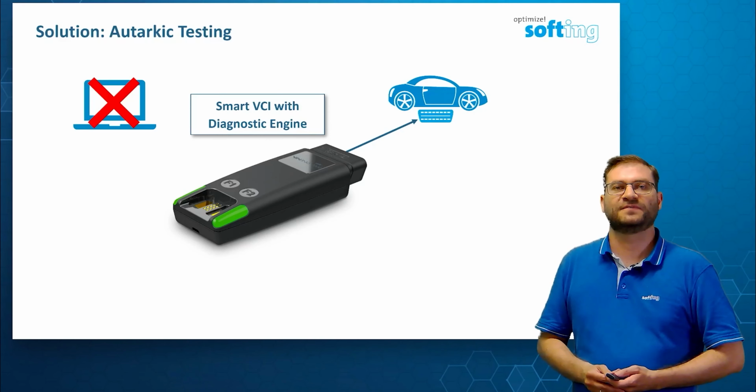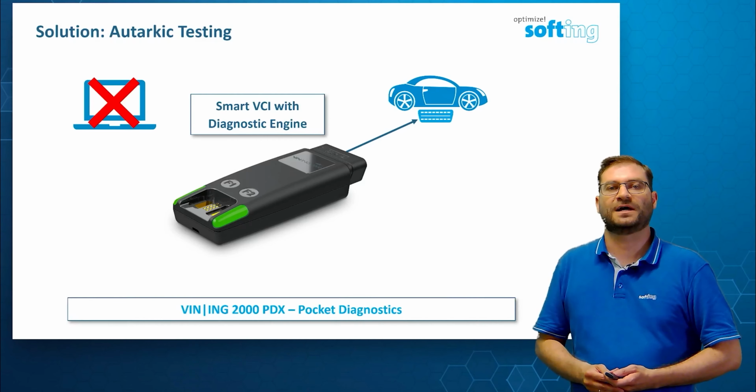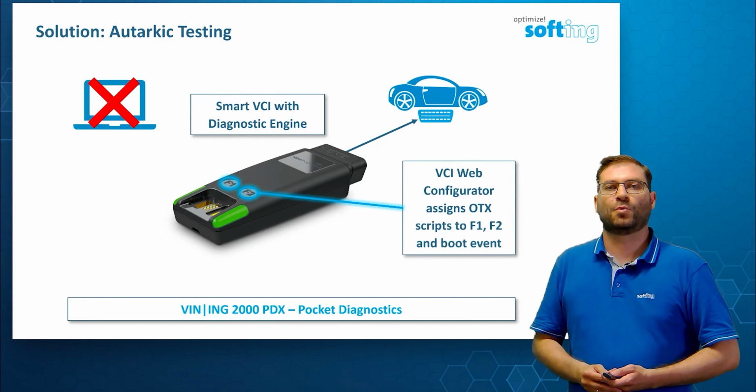Here we have a smart VCI with a diagnostic engine that is connected to the OBD socket of the vehicle. The autarkic tester of Softing Automotive is called Winning 2000 PDX. Here PDX means Pocket Diagnostics. Via a VCI web configurator we can assign OTX scripts to the buttons F1, F2 and even the boot event. So we have an easy input.